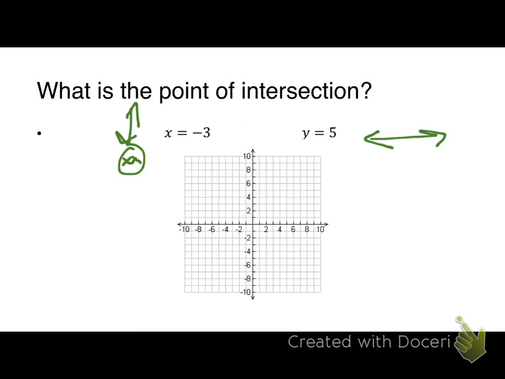So if we do the x equals negative 3, we have to go to where x equals negative 3. Well, on my x-axis, this is where x equals negative 3. And then my line has to be straighter than that, but it has to be up and down. For y equals 5, we have to go where my y is set at 5. So we're going on my y-axis, and it has to be left or right. So there's my point of intersection. It looks like it's negative 3, positive 5.